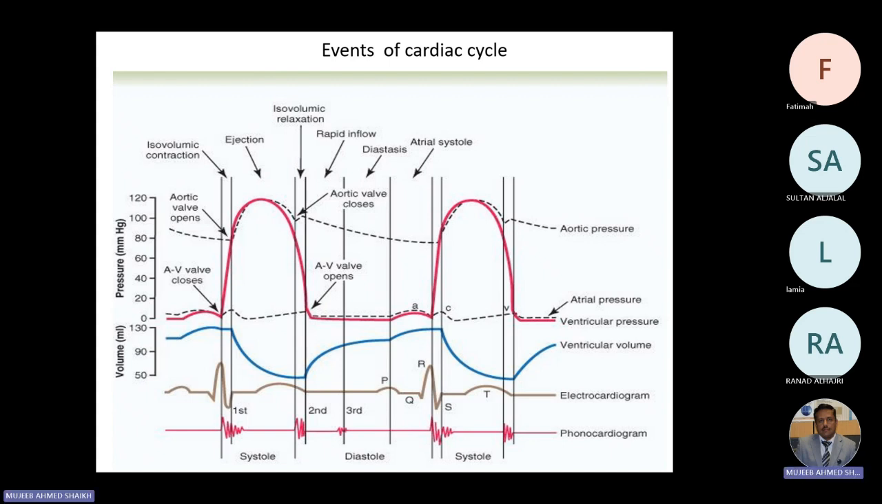So the P wave is caused by atrial depolarization, whereas the QRS complex is due to ventricular depolarization. Then comes the ventricular repolarization, which is marked by the T wave. So remember the cause of each wave. P wave, atrial depolarization; QRS complex, ventricular depolarization; and T wave is due to ventricular repolarization. R for rabbit.